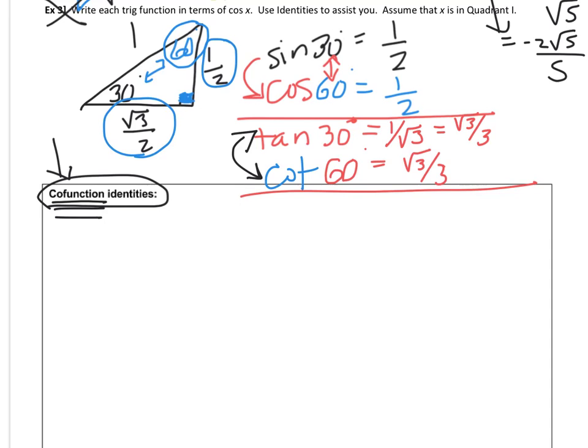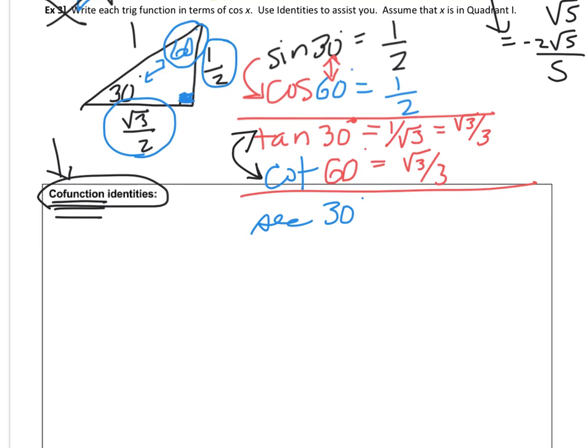For any angle on a triangle, if I use one angle in the right triangle and I use the other angle, I would just use the cofunction of that original. So let's do one more. We did sine and cosine, tangent and cotangent. What about secant? Secant of 30.